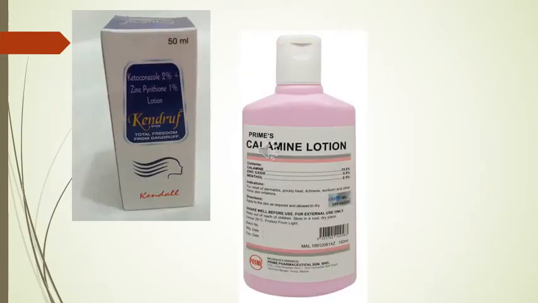So this is the marketed preparation of the one which we have discussed, that is calamine lotion. It has calamine, zinc oxide, and menthol. And this one is ketoconazole, which is an antifungal. So this can be applied to the scalp. Along with ketoconazole, it has zinc pyrithione, which is used for dandruff.